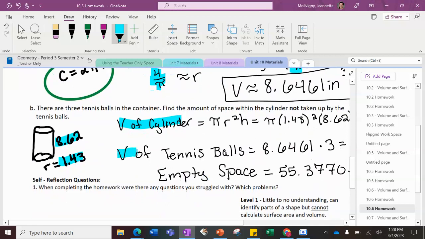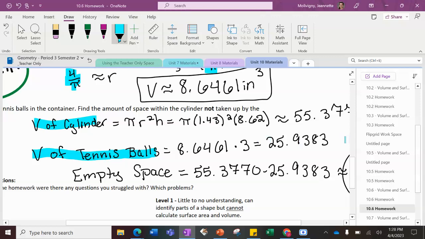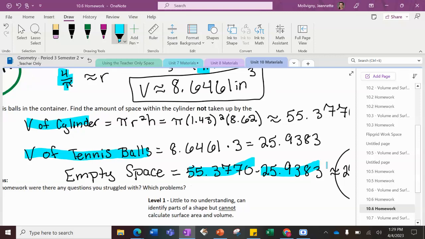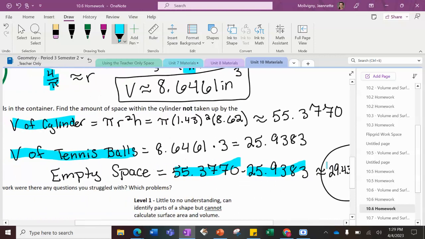Then we're going to find the volume of the tennis balls, which we already did in part A. Almost. We found the volume of one tennis ball. So to find the volume of all 3, we're just going to multiply it by 3, and that will give us the volume of just the tennis balls. Then to find the volume of the empty space, you take the volume of the cylinder and subtract the volume of the tennis balls, and that's going to give you your final answer of the volume of that empty space.